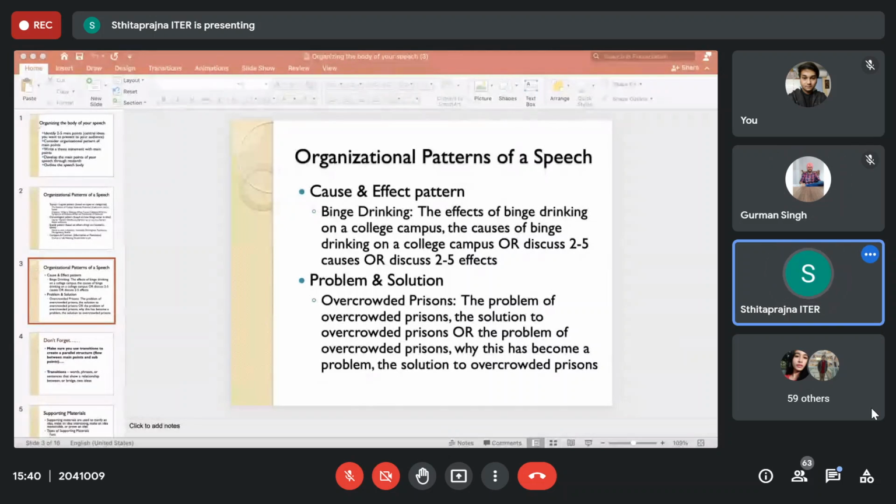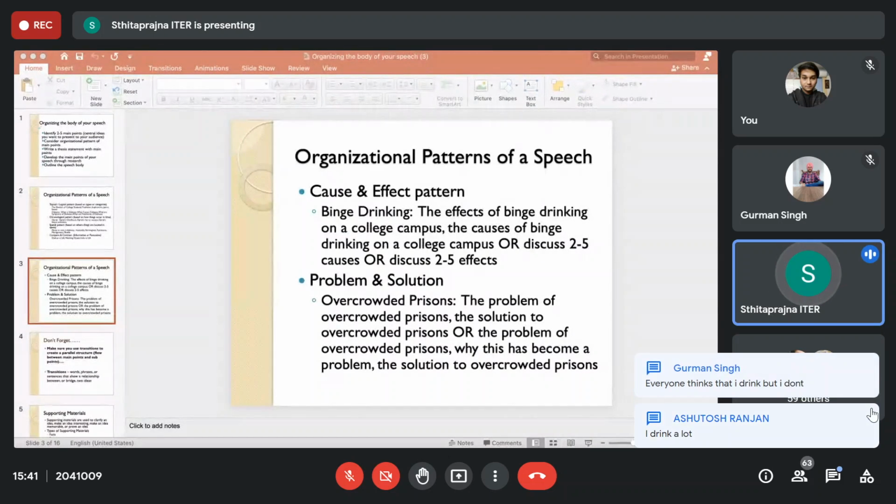Anyways, so that is a cause and effect pattern. Now coming to problem and solution: overcrowded prisons, and what could be the solution. So we state a problem, and then we also talk about the possible solutions. So what are the problems of overcrowded prisons, why has this become a problem, and what are the solutions. Problem and solution is another pattern.